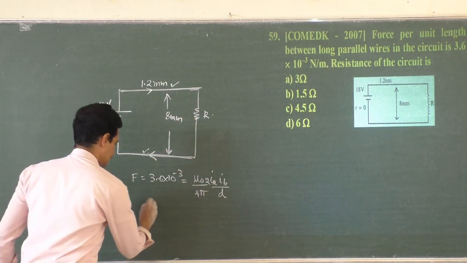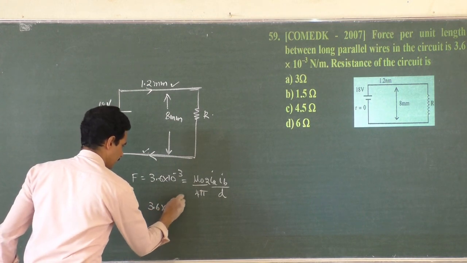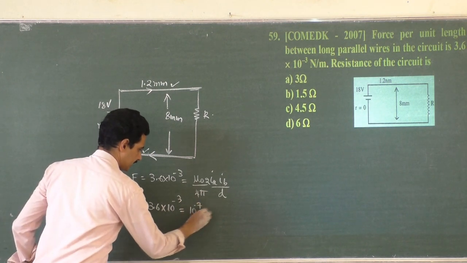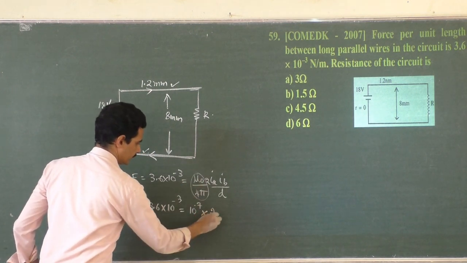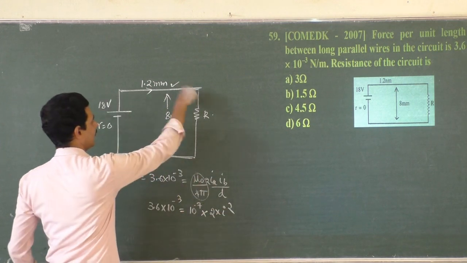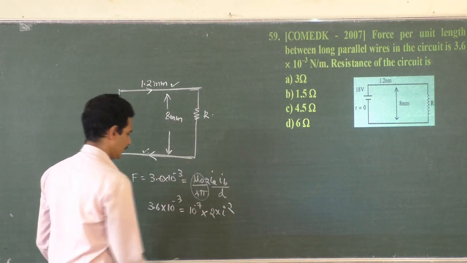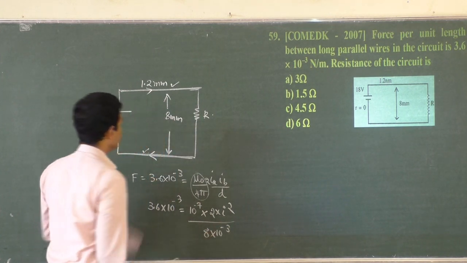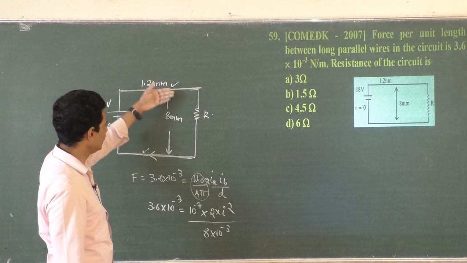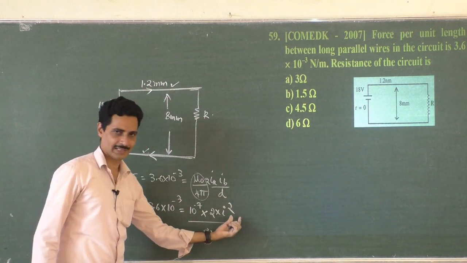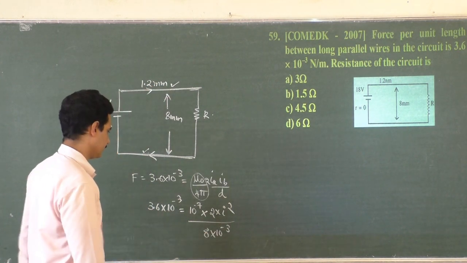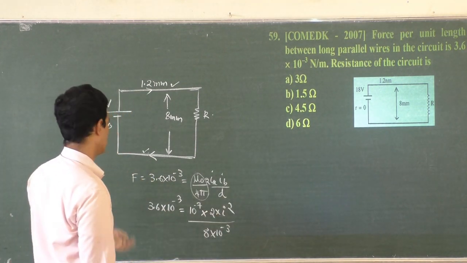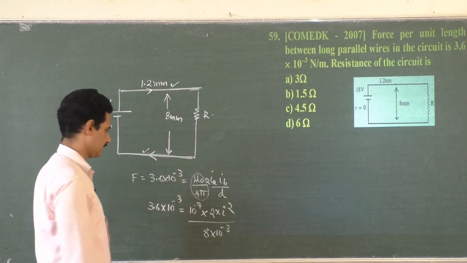Now, can I substitute then? 3.6 into 10 to the power minus 3 is equal to mu naught by 4 pi, which is 10 to the power minus 7, times 2 I square, this I and this I, divided by the distance between them, which is 8 millimeter. Here the 1.2 millimeter is not of any value, because force per unit length itself is given. I am not multiplying it by L. So with the force per unit length formula itself, you can find I. Their question is, what is the resistance of the circuit? Once you get I, V equal to IR, finished.